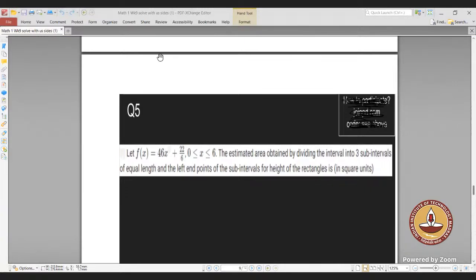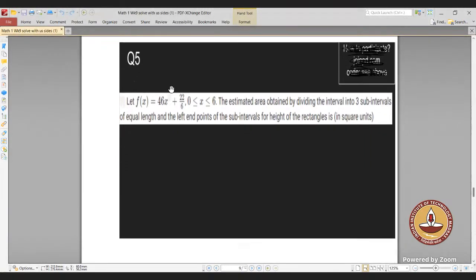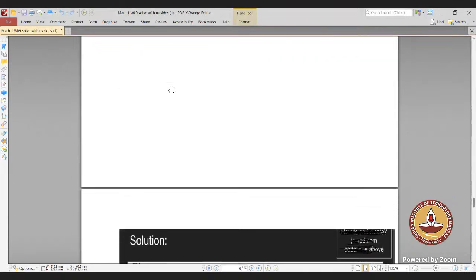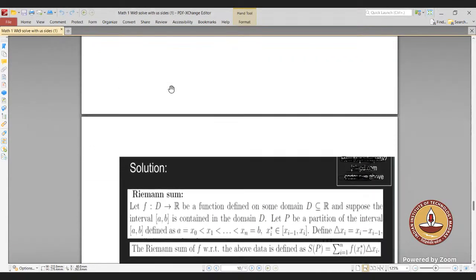Basically, I'll just again show you the formula. You can see this will be the formula. So try using this one.